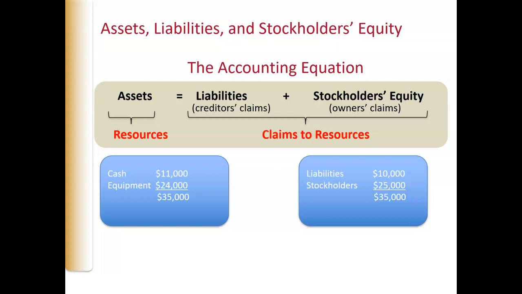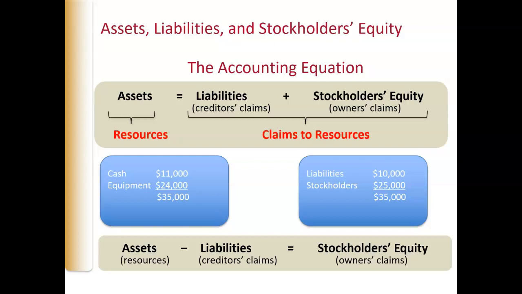The liabilities, like what we owe, is $10,000, and the stockholders' equity is $25,000. The liabilities plus the stockholders' equity equals $35,000. Do you see our assets of $35,000 equal our liabilities plus our stockholders' equity of $35,000? They have to. It must always equal. After every single transaction, the accounting equation will always equal.